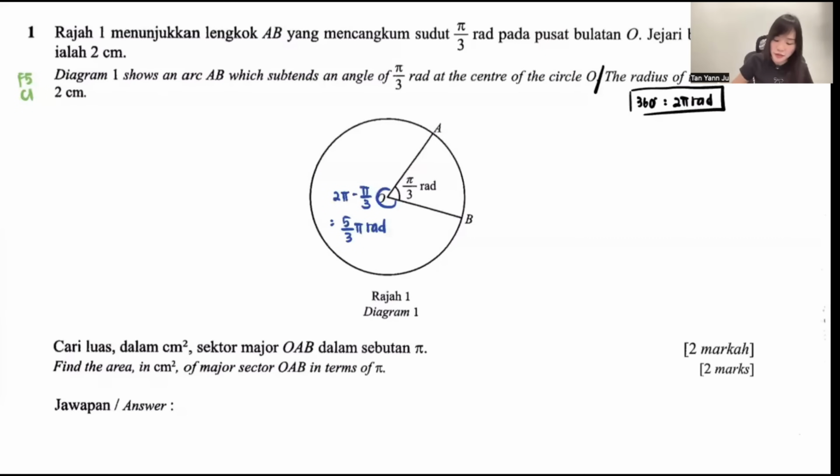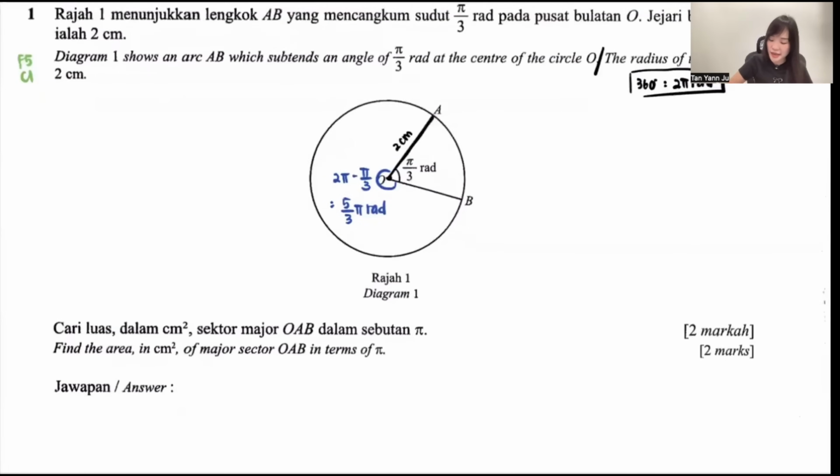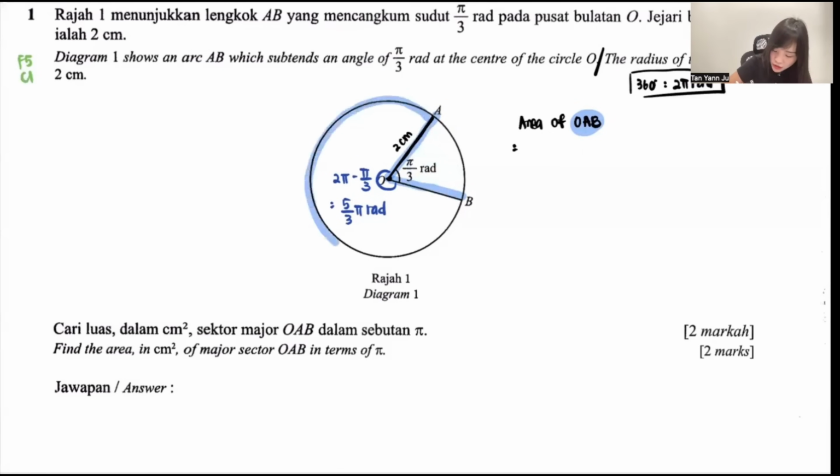Next one. The radius of the circle is 2 cm. So you know the radius from the center to A is 2 cm. Next they say, find the area of the major sector OAB. So which part are they finding? They are finding OAB. This small one is called the minor. Now they want to find the major. Isn't it? This part is the major. It looks like a Pac-Man, okay? So look carefully, in terms of pi. Don't press the pi.